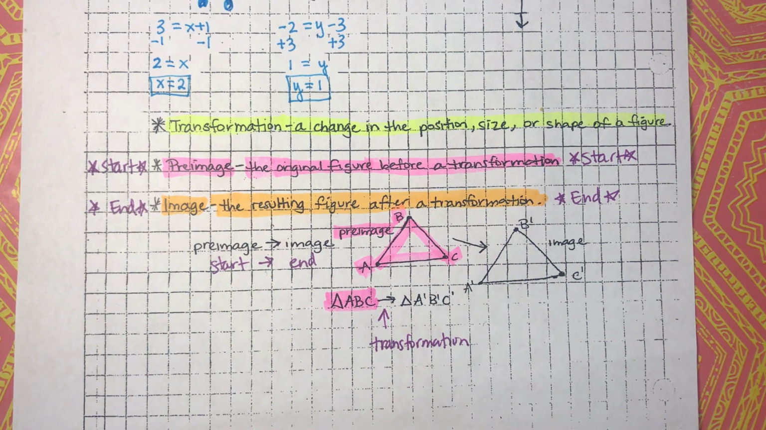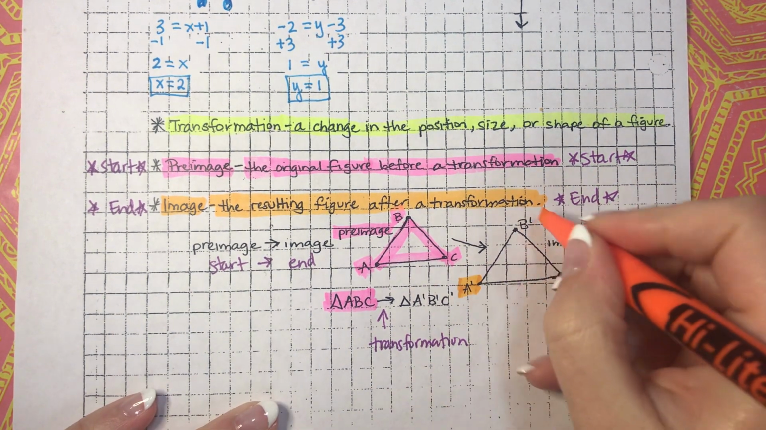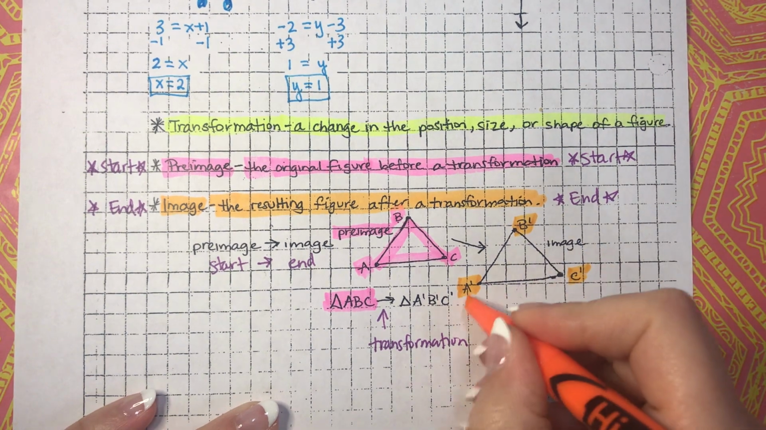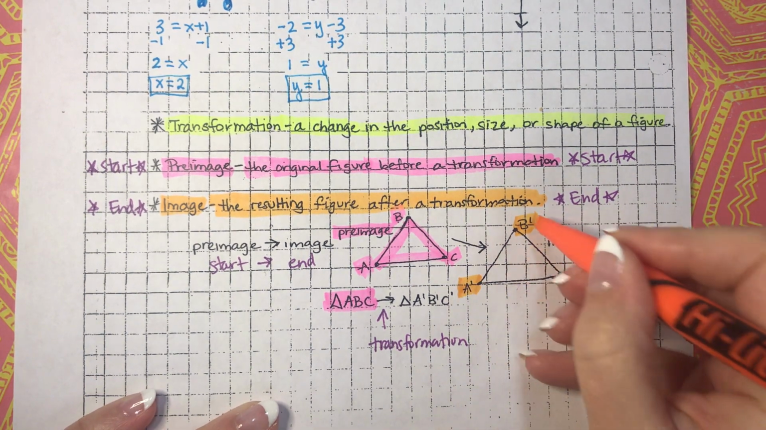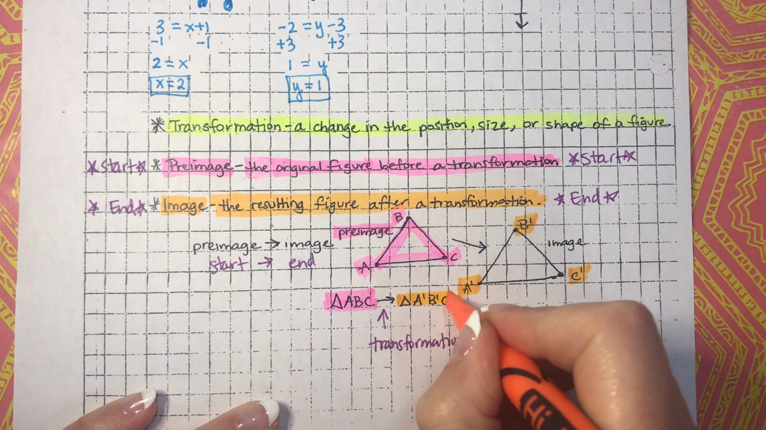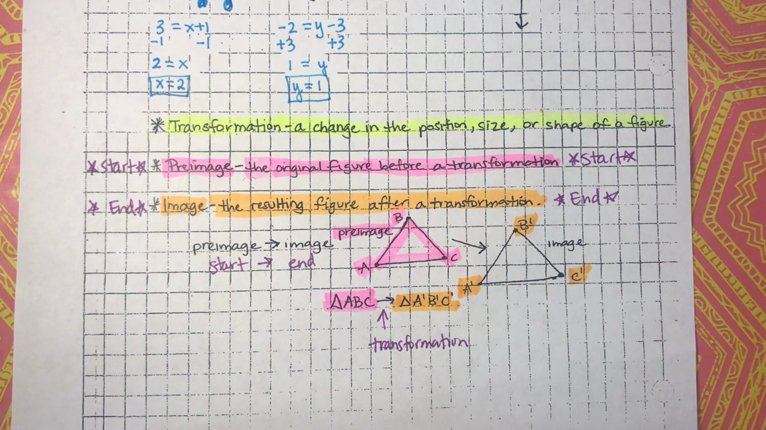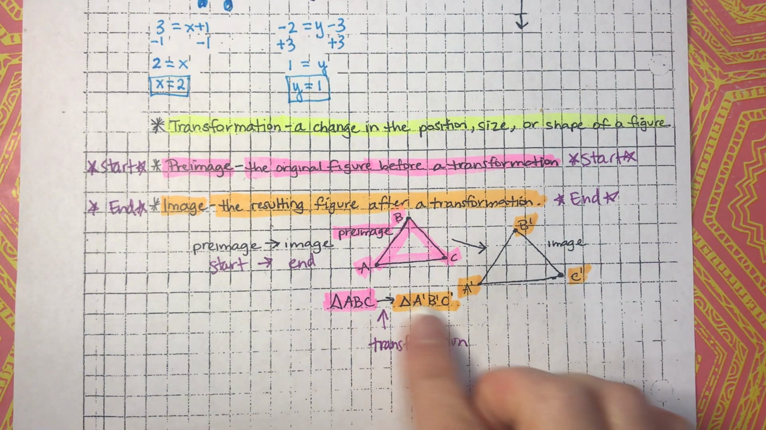There's some type of transformation, and then you end with the image, which, if you notice, has this other notation on the vertices. It's an A with a little tick mark up there, and a B with another tick mark, and a C with an apostrophe. So we started at triangle ABC, and then we did a transformation and ended up at triangle A prime, B prime, C prime. So that is the notation. You've got to be able to do that.